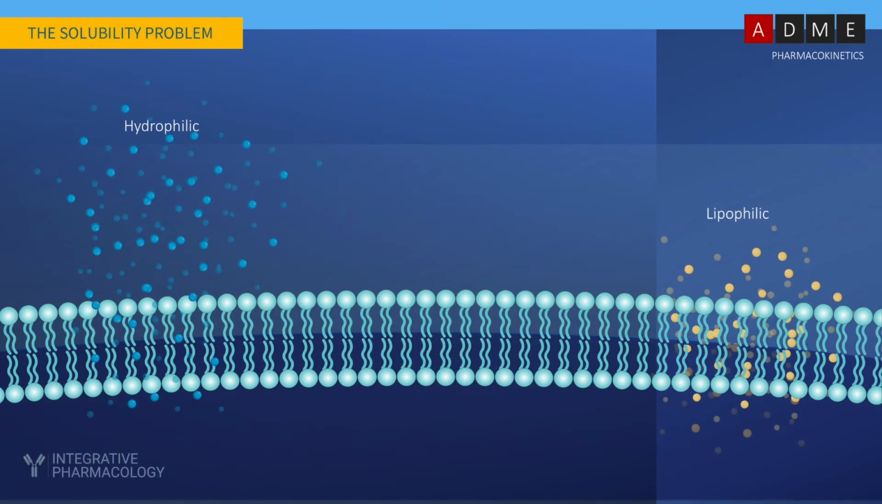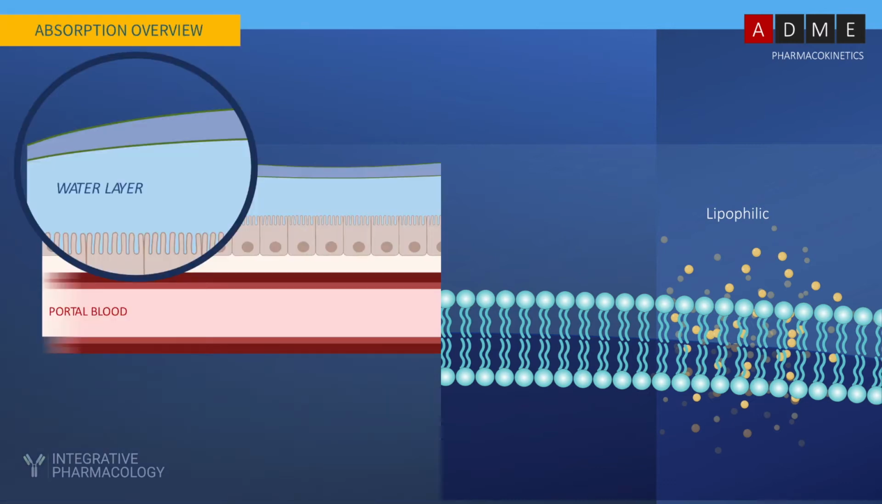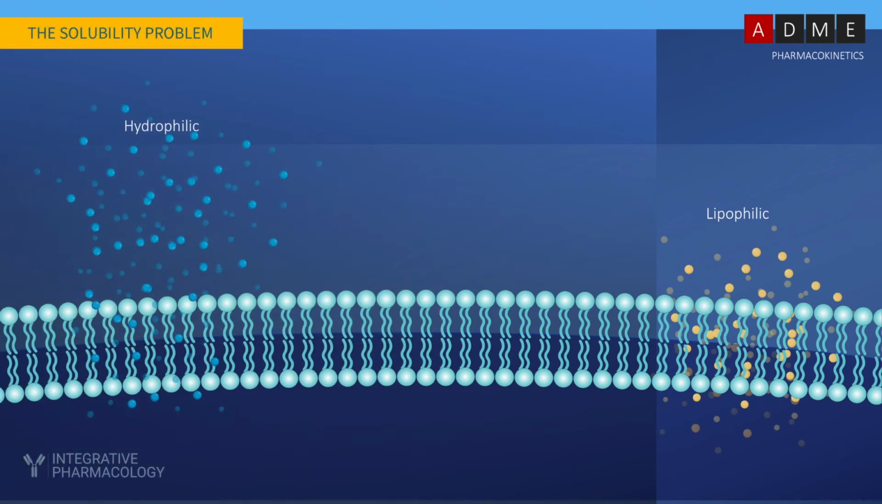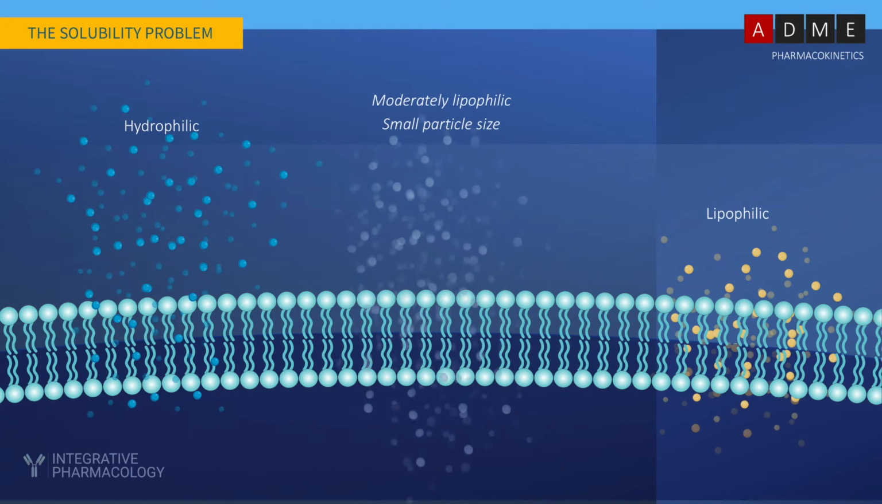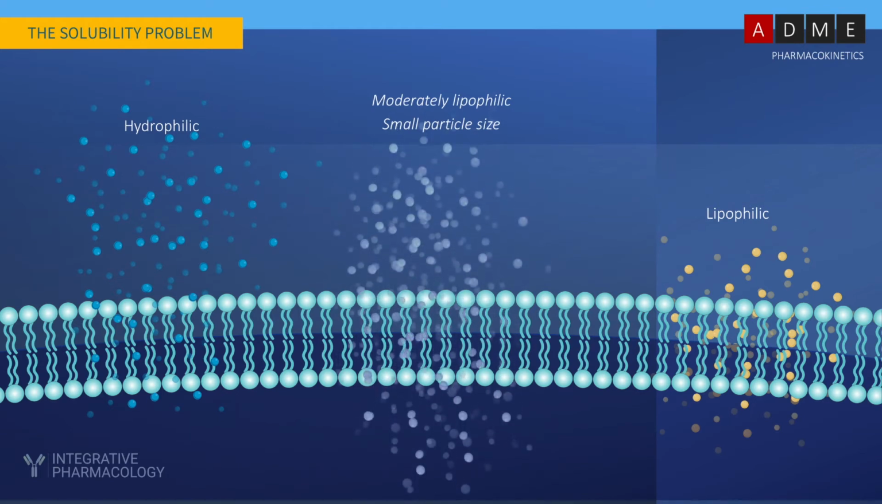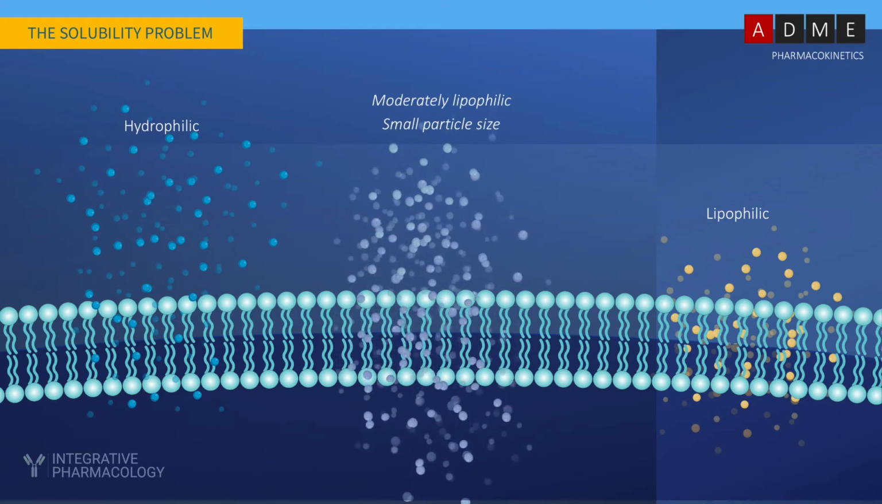If it's too hydrophilic, it's probably going to hang out on the outside of the membrane and not get through. If it's too lipophilic, it might not be able to penetrate this water layer and even access the mucosal surface in a high enough concentration to capitalize on a concentration gradient that's required for passive diffusion. And therefore, it's no surprise that the most effective drugs and dietary supplements tend to have a moderately lipophilic character and a small particle size, which we'll get to in a moment.